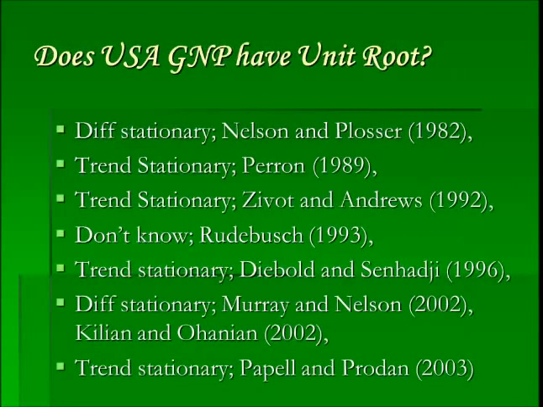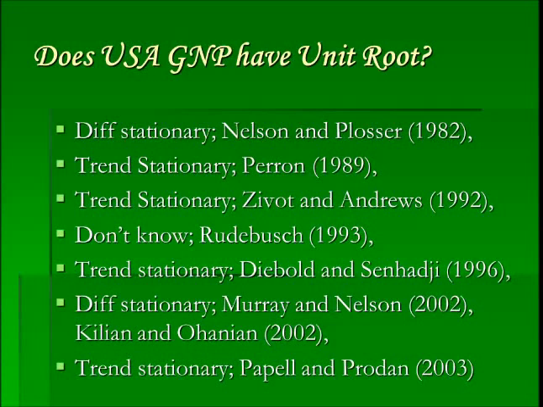This is VAR. Here is an example. Does the US GNP have a unit root? Yes by Nelson and Plosser, no by Perron, no by Zivot and Andrews. We can't tell by Rudebusch, no by DeJong, yes by Murray and Nelson, and no by Phillips and Perron. So these are different well-known papers, all of them published, coming to different conclusions about a real data series. So what's the truth?